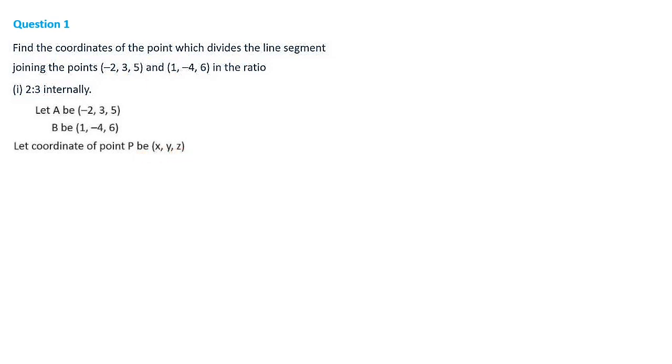There is a point P in between A and B. The coordinates of P only we want to calculate, so let's take it as x, y, z. Next we will visualize this by using a straight line. First point A we have taken, second point B we have taken, and there is a point P with coordinates x, y, z, dividing the line segment AB in the ratio 2:3. So we have to calculate this x, y and z.